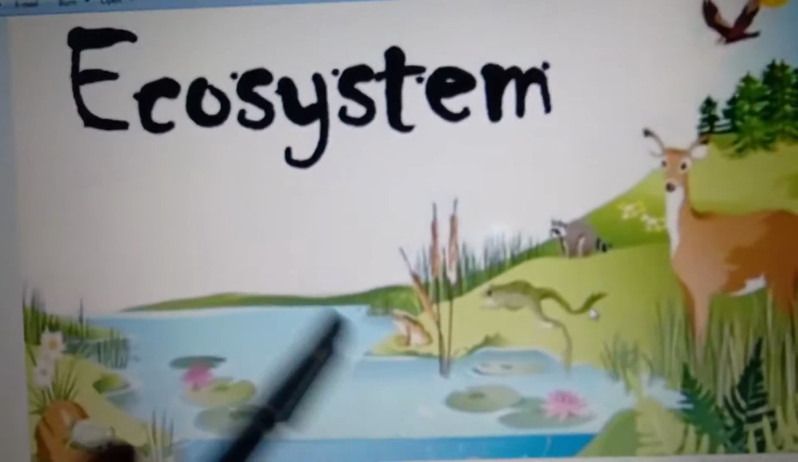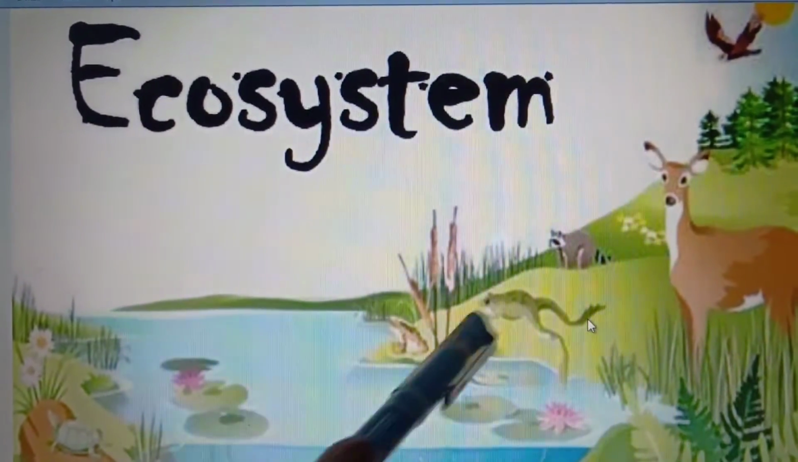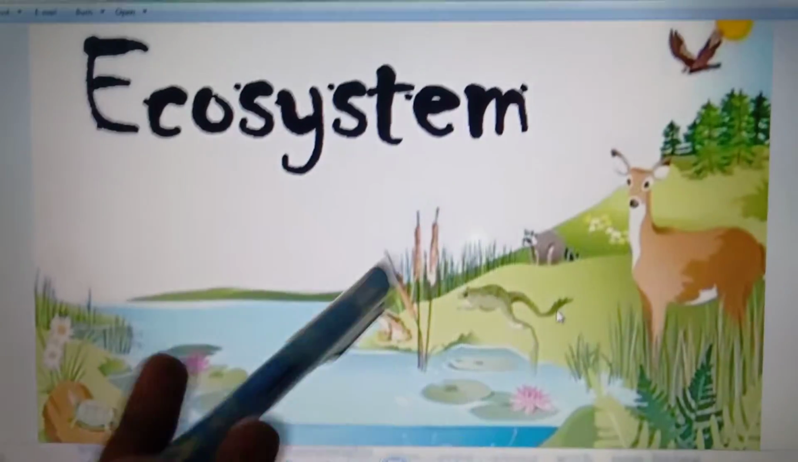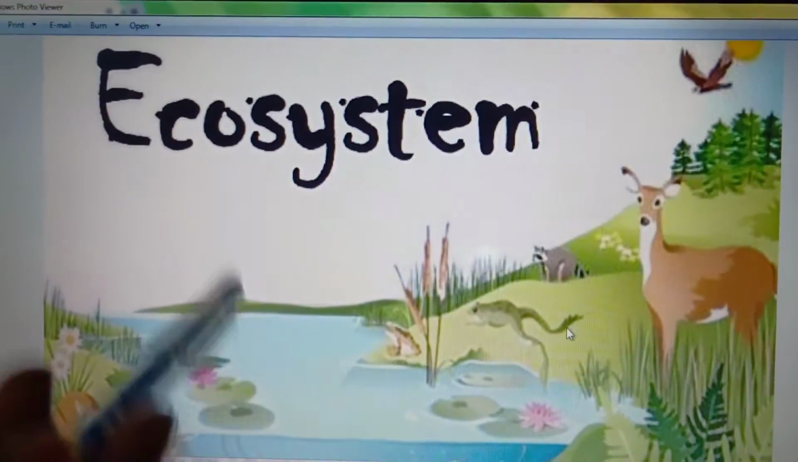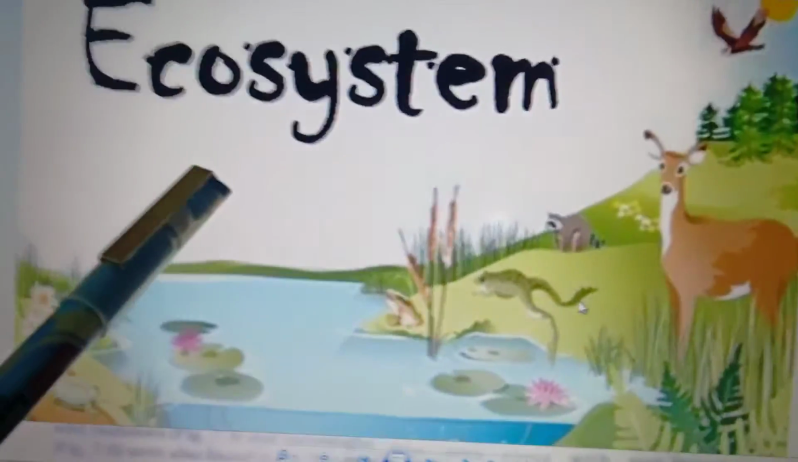Ecosystem. I said an ecosystem has living and non-living components. For example, soil, water, air. All these are non-living components, along with the animals, which are living components. Okay, this is what the ecosystem is.